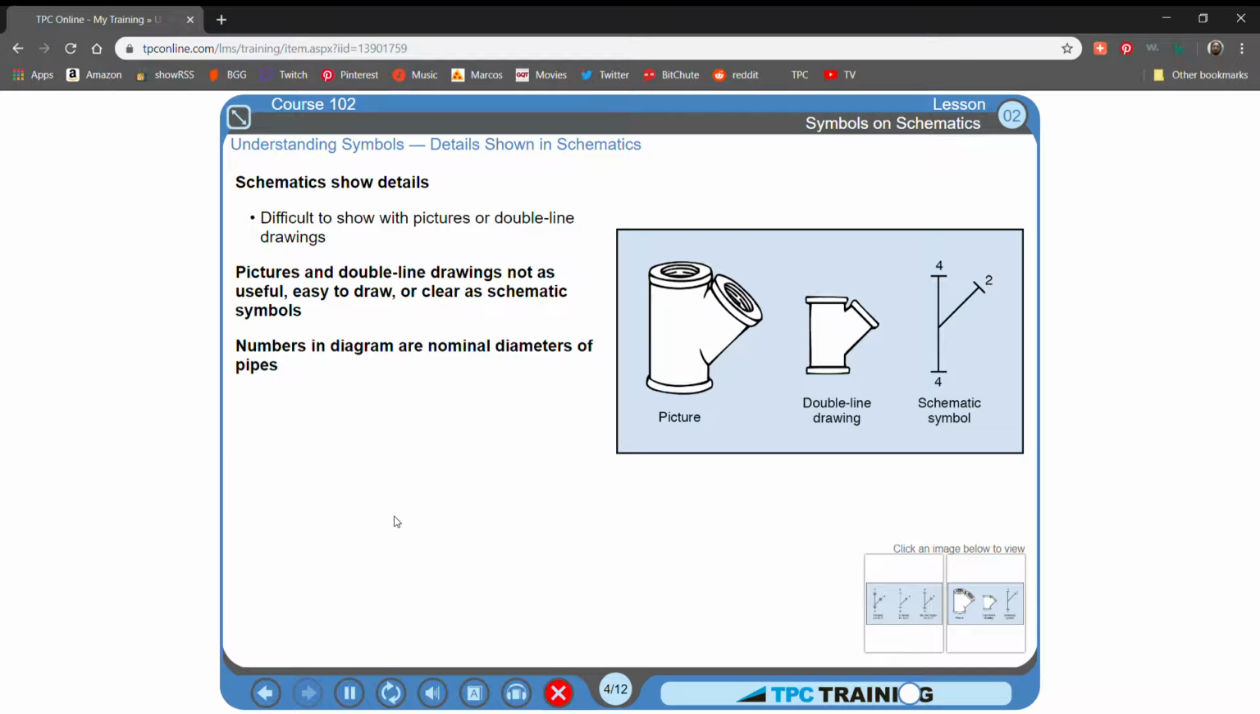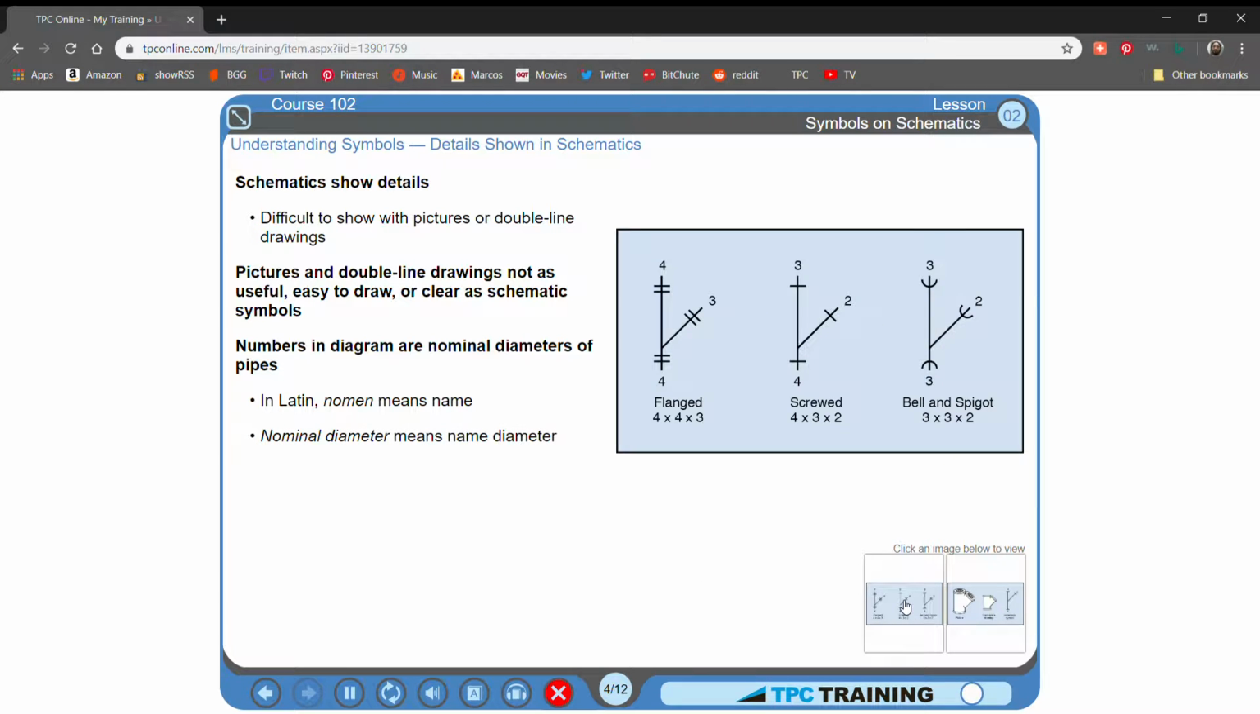The numbers in these diagrams are the nominal diameters of the pipes. The word nominal comes from the Latin word nomen, meaning name. Thus, the term nominal diameter means name diameter. It is not the exact diameter, but it serves to distinguish one pipe size from another.